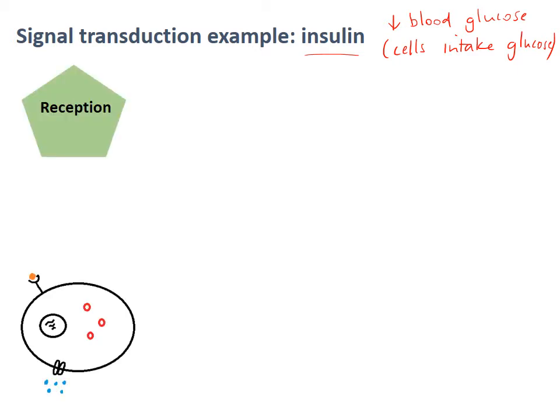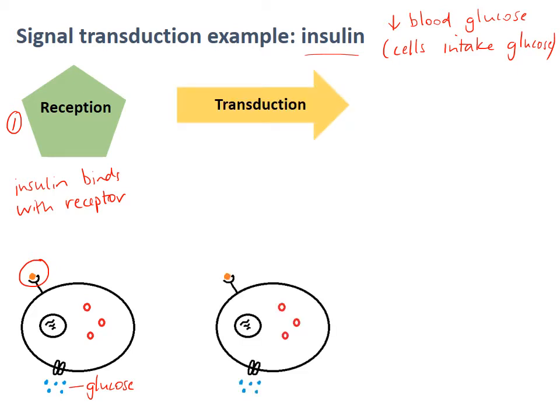So reception, number one, we have insulin. That's our signaling molecule, which binds with the receptor. That is an insulin receptor, a specific receptor. So over here, this is our insulin binding with the receptor of a cell. I'm just going to point out as well that these blue bits here are the glucose. So glucose is outside the cell, and we want that glucose to come into the cell.